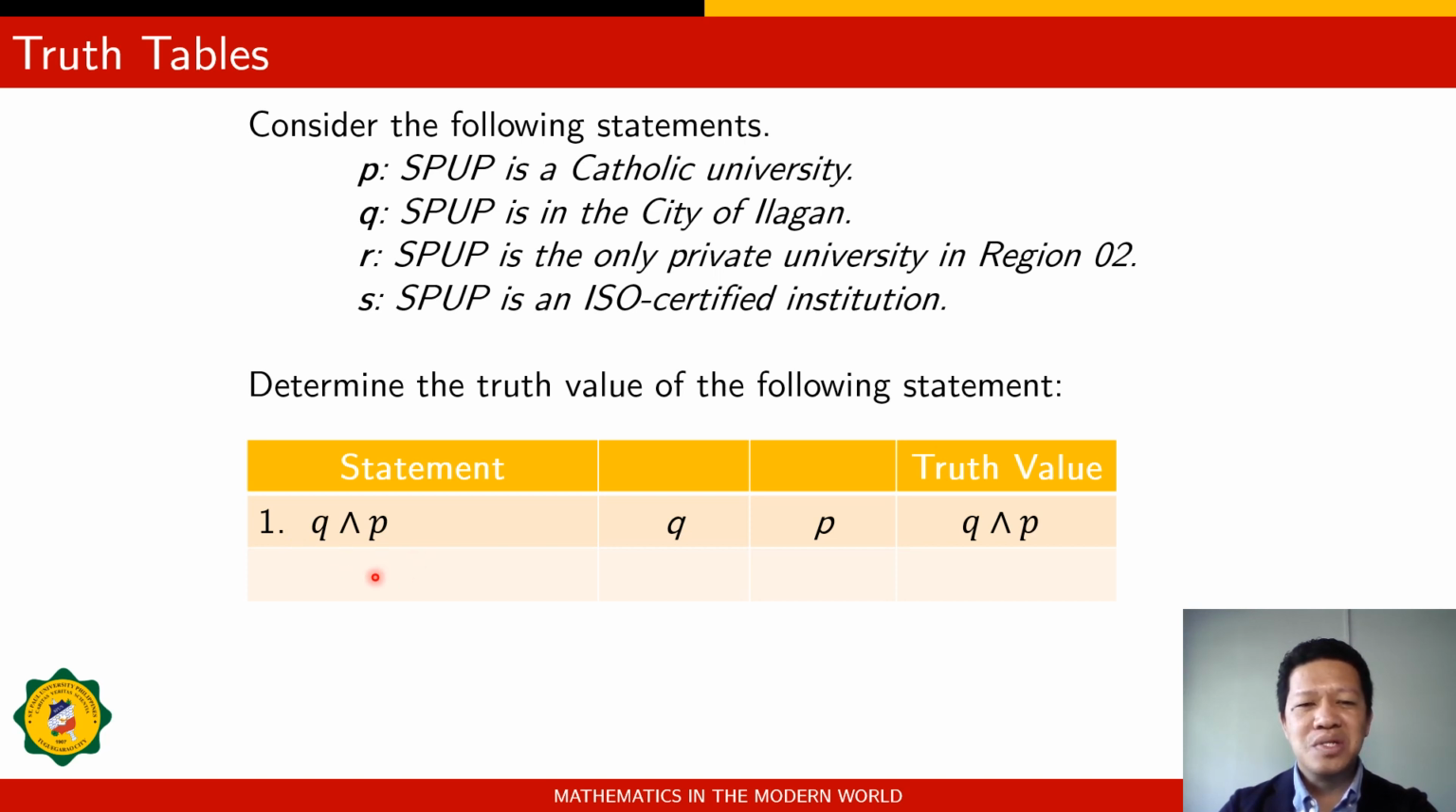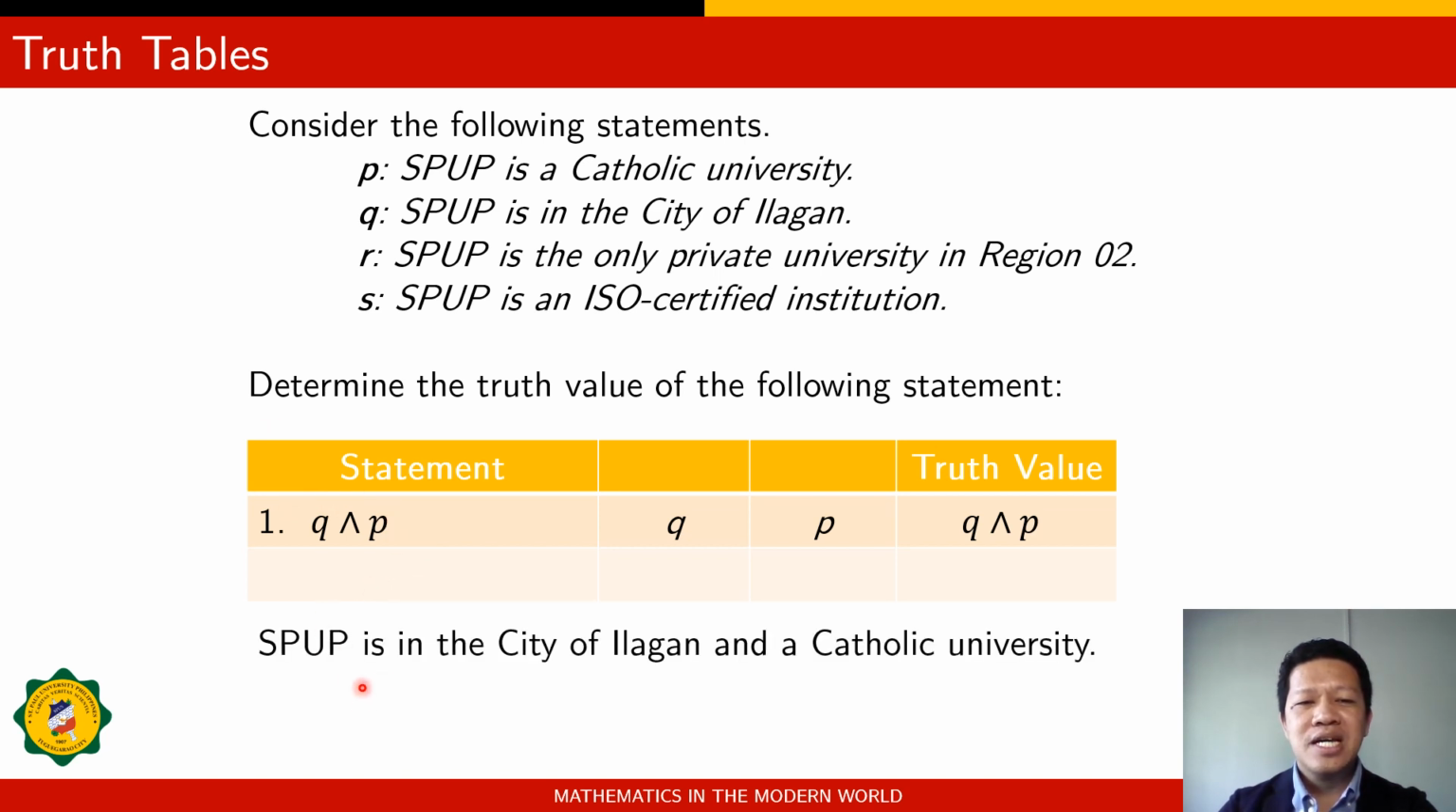We may also translate this in words. In words, this is: SPUP is in the city of Ilagan and a Catholic university. Is this given compound statement true or false? How are we going to determine whether it's true or not? We're going to determine the truth values of each statement. Let's start with Q. Q is SPUP is in the city of Ilagan. We know that that is false. And P is SPUP is a Catholic university.